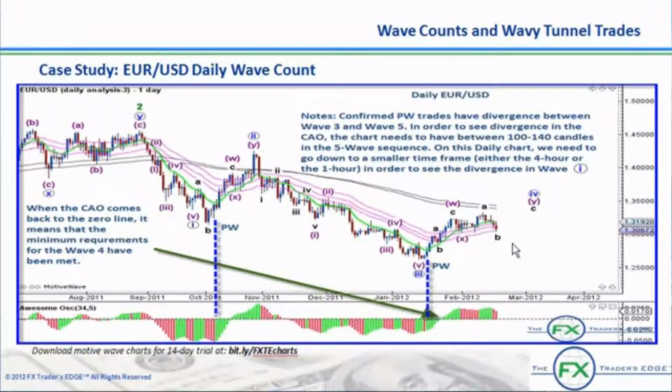Notes: confirmed PW trades have divergence between wave 3 and wave 5. In order to see divergence in the awesome oscillator, the chart needs to have between 100 and 140 candles in the 5-wave sequence. On this daily chart, we would need to go down to a smaller time frame, either the 4-hour or the 1-hour charts, in order to see the divergence in wave 1 or in wave 3.